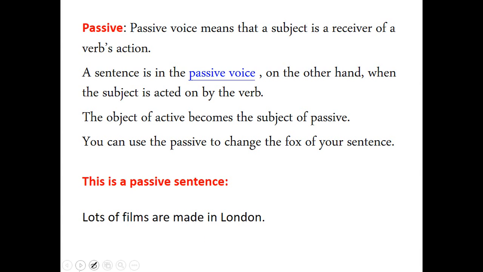We have an example now. Lots of films are made in London. Now we have this subject, lots of films. And this is what? Verb to be, and this is the main verb. And in London, this is the object.